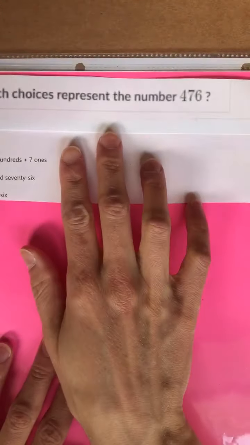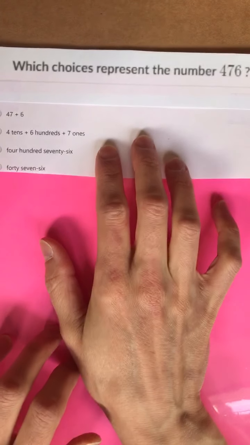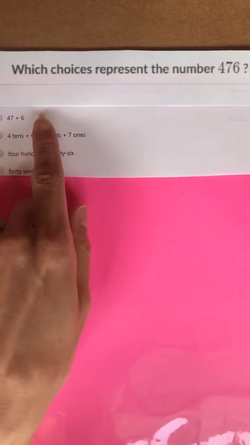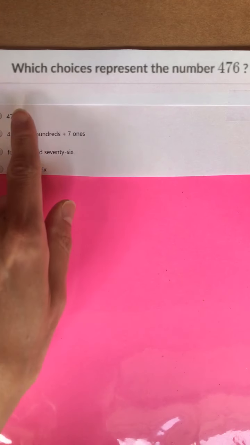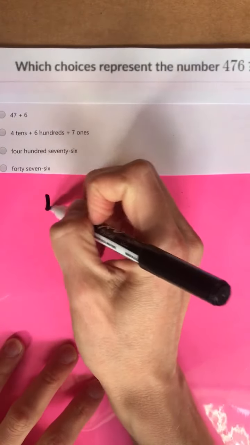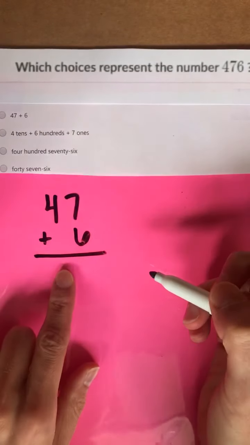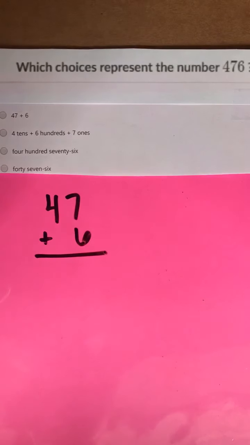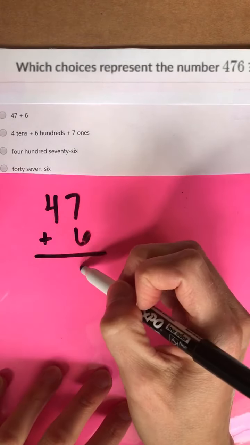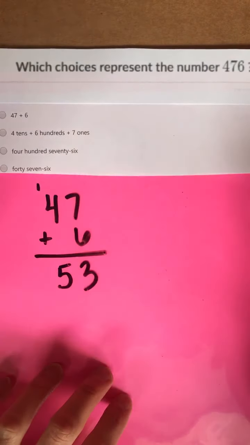So number 3 says, which choices represent the number 476? So we're going to have to solve each of these to figure out which one of these represents or is the same as 476. So the first one simply says 47 plus 6. You can go ahead and pause your video, solve 47 plus 6, and when you're ready, press play. Okay, friends, great job. You should have told me that 47 plus 6 is 53.